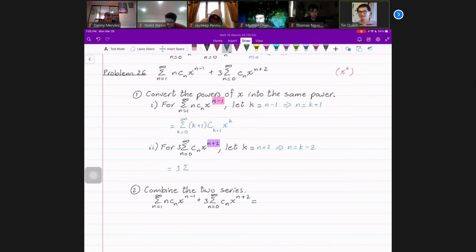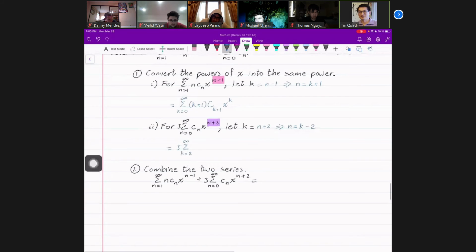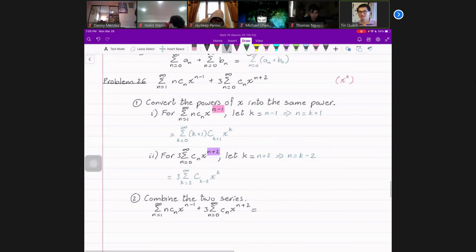So when n is equal to 0, k is equal to 2. When n is infinity, k is infinity plus 2, which is infinity. And then you have c, now n is k minus 2, and then x to the k.